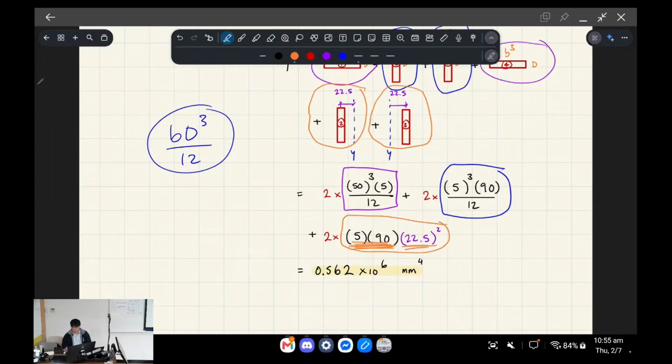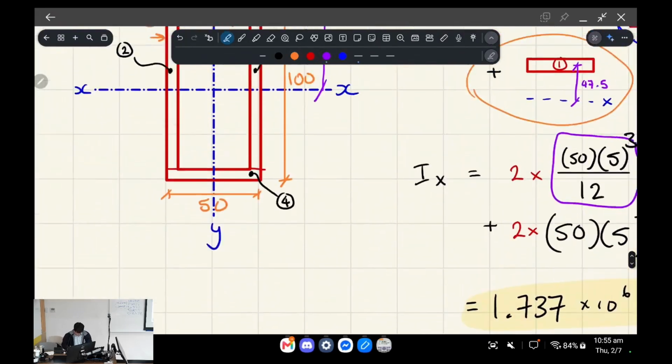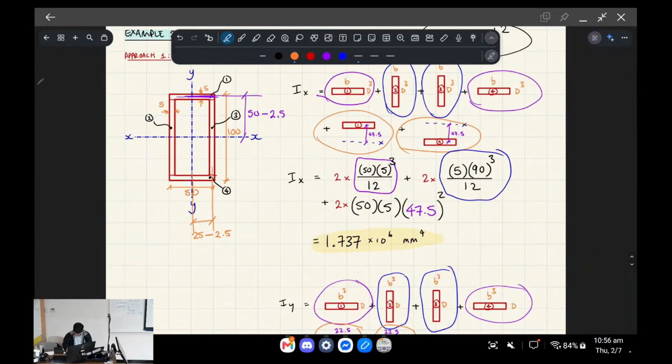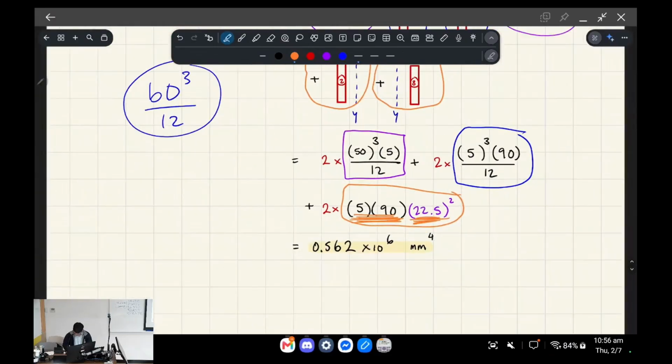So it's going to be 22.5 now. It comes from the fact that this whole thing is 50 wide, and then we're shifting to here. So we go 25 minus 2.5 because the thickness of that rectangle was 5. Okay, so that gives us 22.5. And when we compute that whole thing, this is the number that we get, okay?